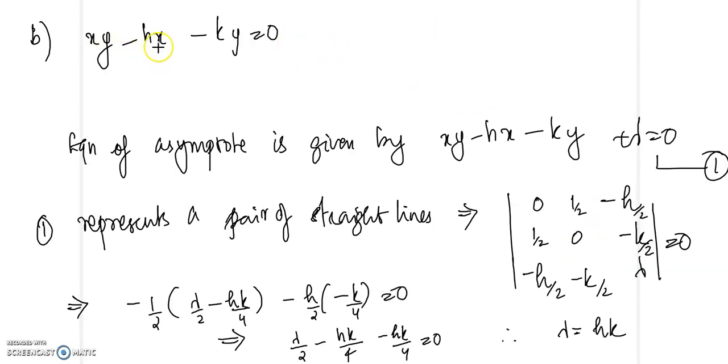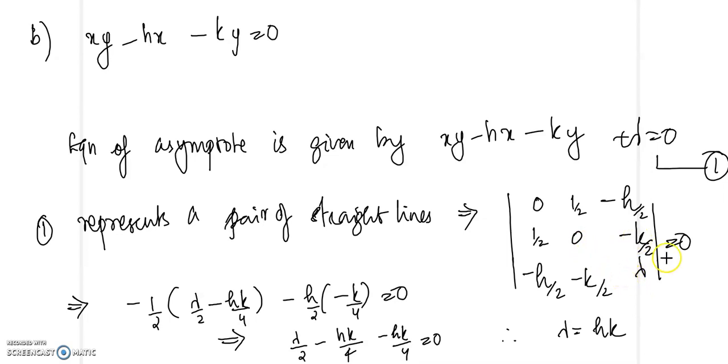And in the second question, you have xy minus hx minus ky equal to 0. Again, the equation of asymptotes is given by xy minus hx minus ky plus lambda equal to 0. Again, the determinant will be 0. The coefficient of x square is 0. Then h will be 1 by 2, then g is minus h by 2, and f is minus k by 2. And a is 0, b is 0, and in place of c we will have lambda.